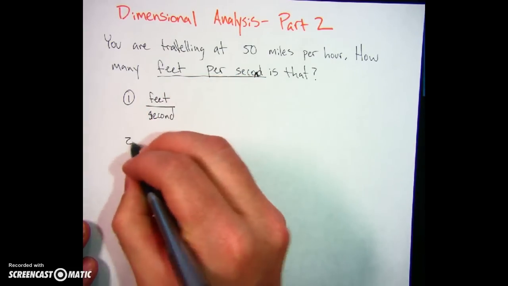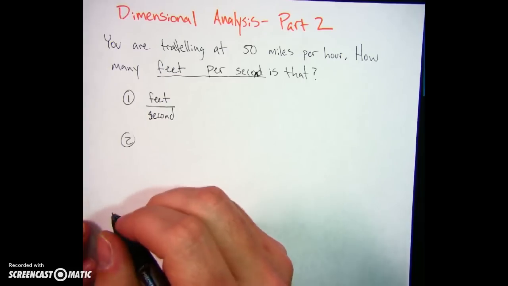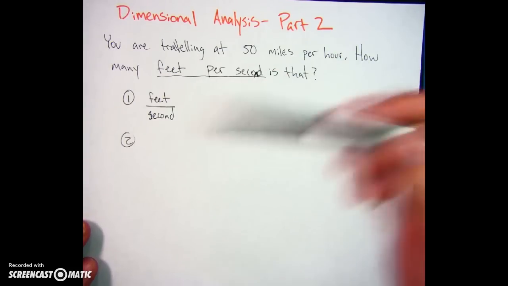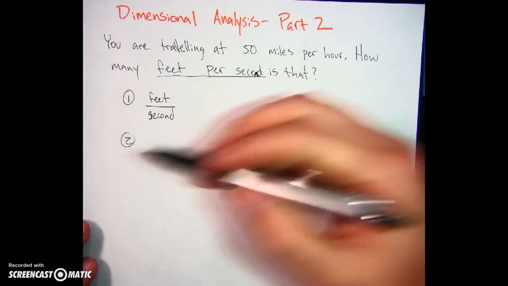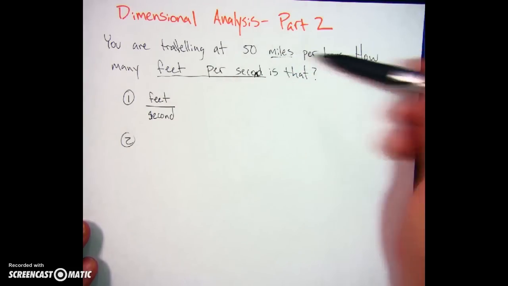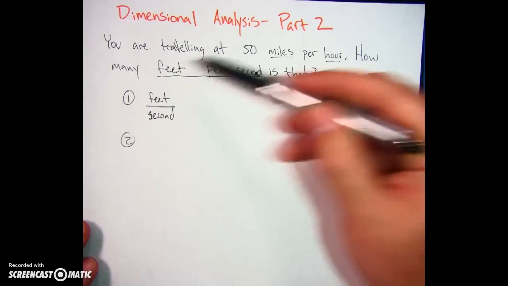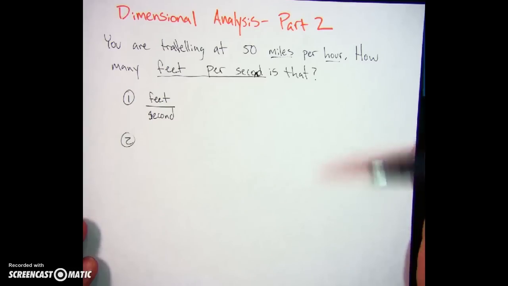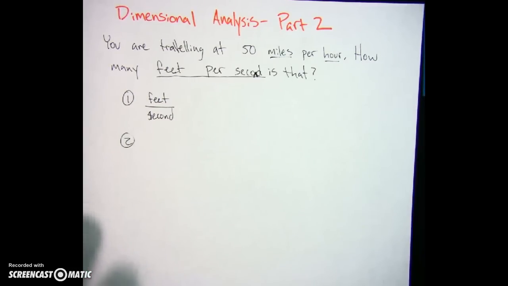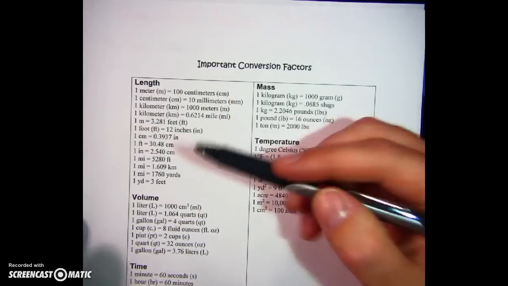Okay, step two is to put down all of the things that we already know. This is where our conversion factor sheet is going to come in handy. We've actually got two things that we're trying to change in order to arrive at our answer. We have miles and hour in our question, and we need to go to feet and second. So we're going to go to our conversion factor sheet and look for things that'll help us get to those two places.